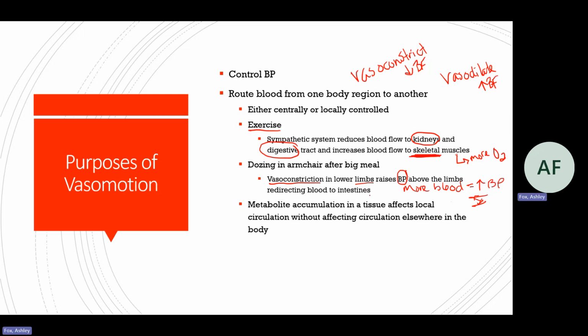So this is going to help blood flow to go to the intestines. What are you doing after you ate a big meal? You are processing it and digesting it. That's happening in your intestines. Sometimes, again, when we talked about metabolite accumulation, things like decreased pH, increased carbon dioxide, then you will have changes in your local circulation without doing this whole rearranging thing.